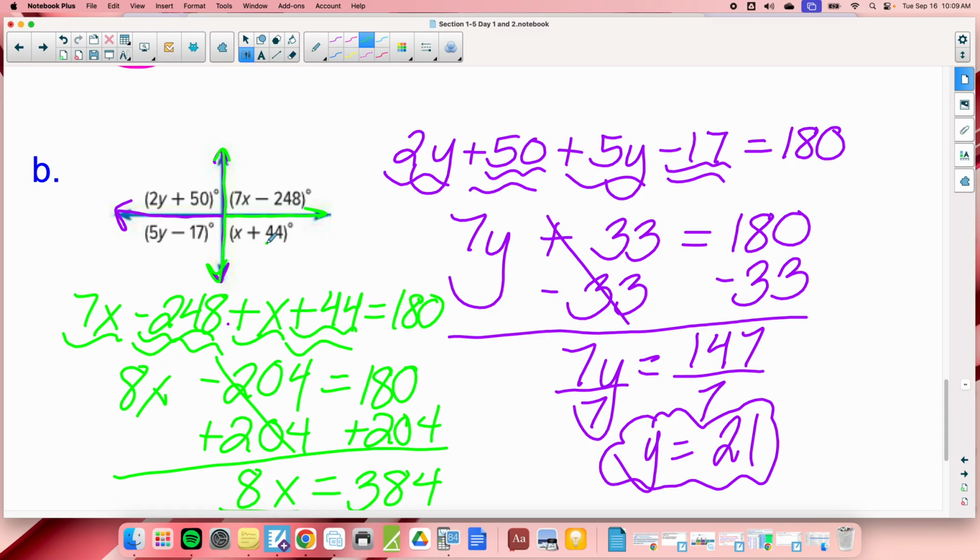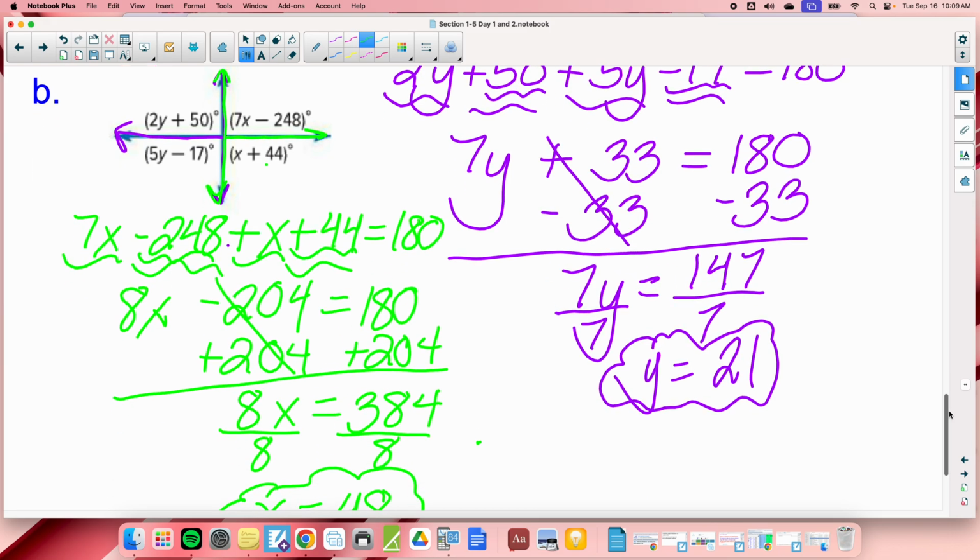Couldn't you also do like 5y minus 17 and then plug in that? Yes. So you're saying you know what your y is, right? So you could put y into here and figure out what this angle is. So like go 5 times 21 minus 17 and find this angle. And then you're saying set it equal to that angle. But isn't it already equal since it's vertical? Because they're vertical, yes. So if you set them equal to each other, can you find x that way? Yep, you sure can. Good.